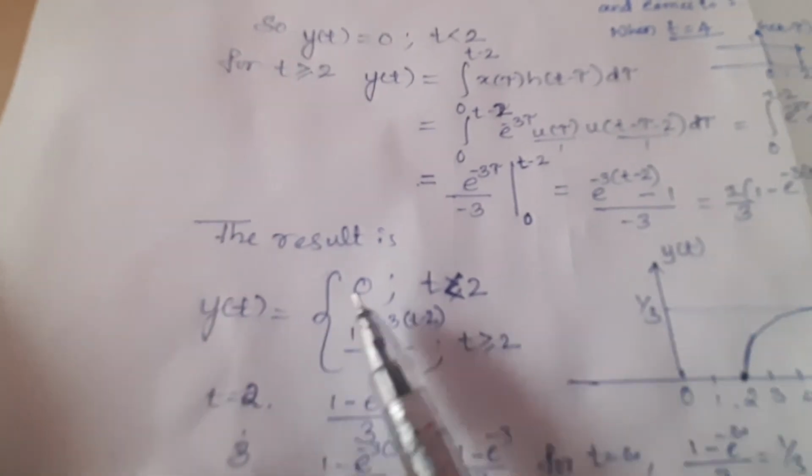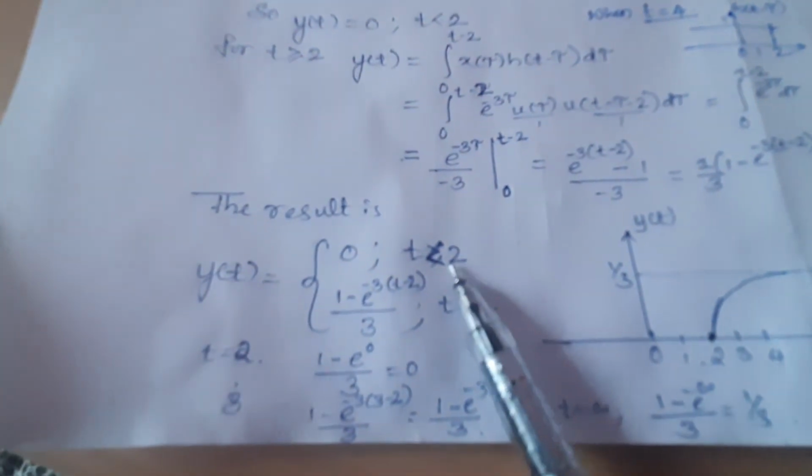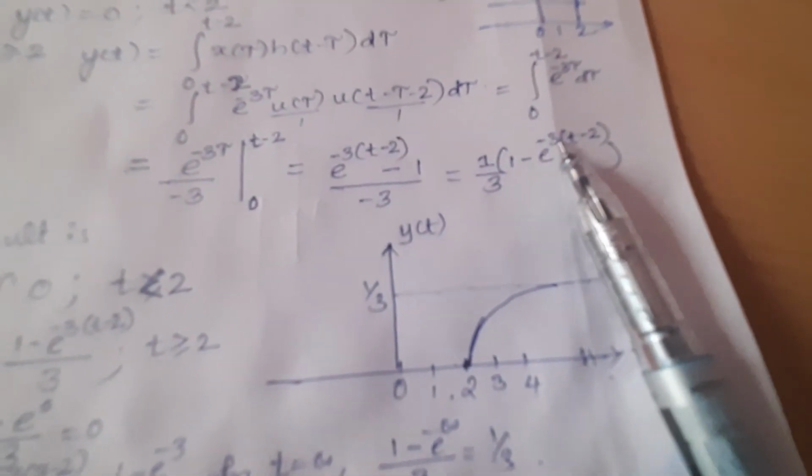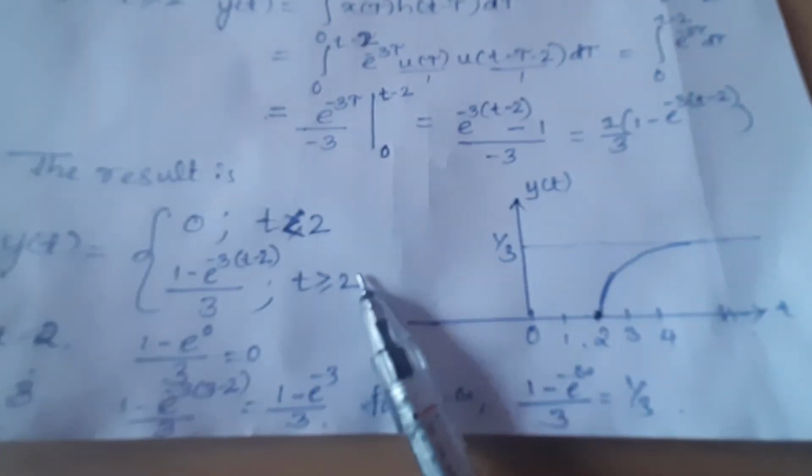So just e raised to minus 3 tau remains, and when we solve this, we get this solution. The solution of this problem is y of t equal to 0 for t less than 2, and it is equal to 1 minus e to the power minus 3 times (t minus 2), divided by 3, for t greater than or equal to 2. Then we can go for drawing the output waveform.